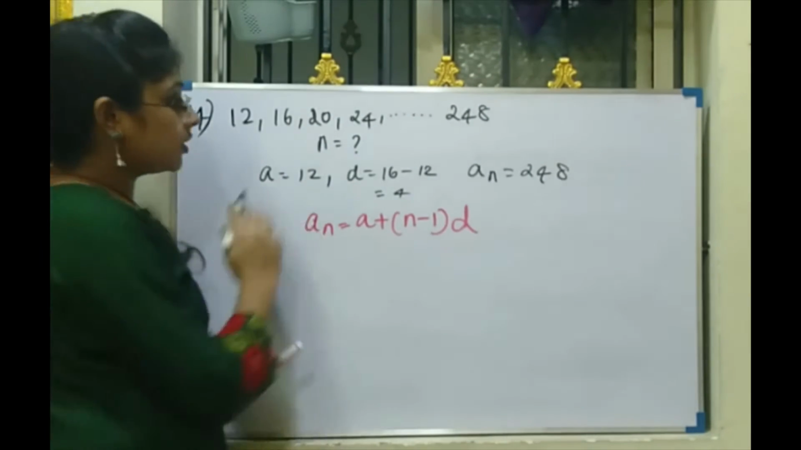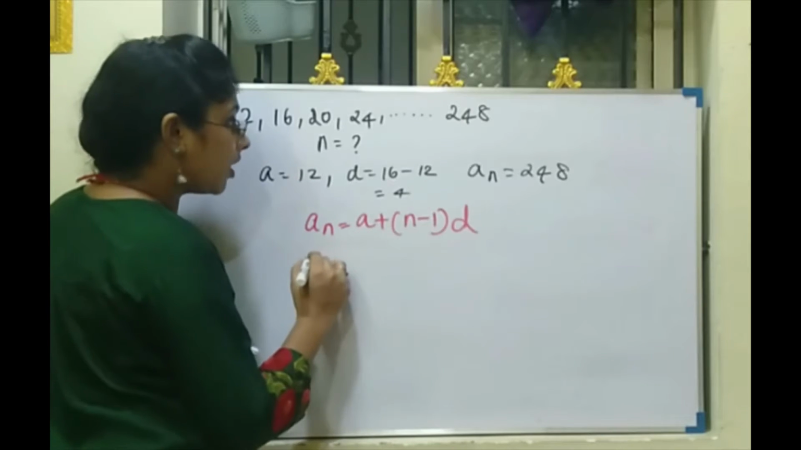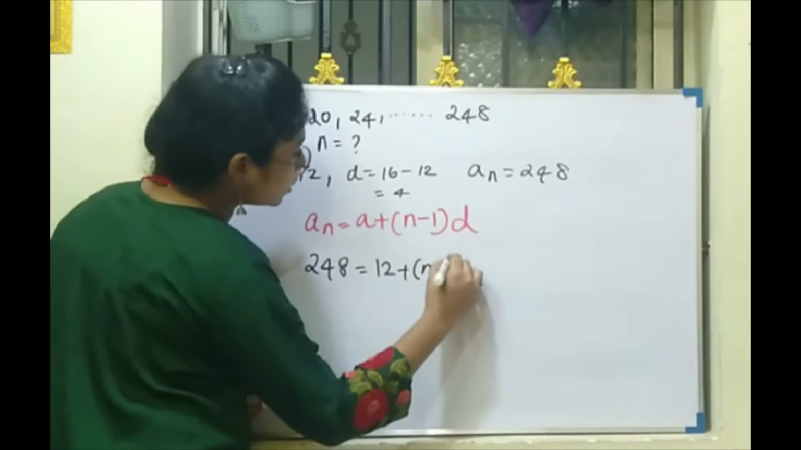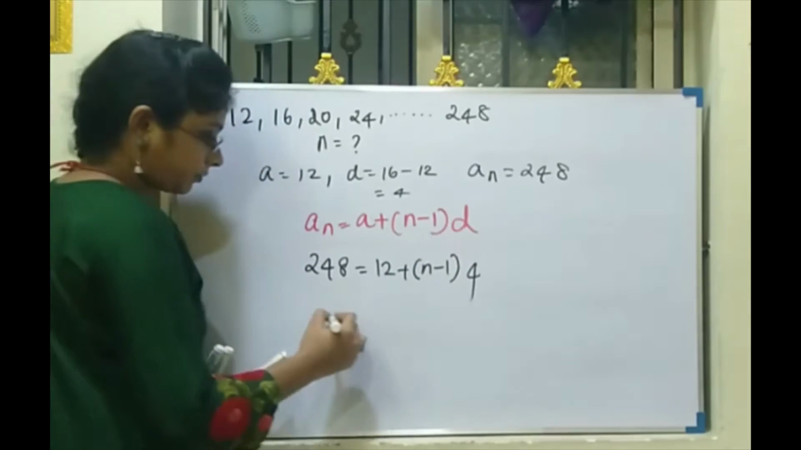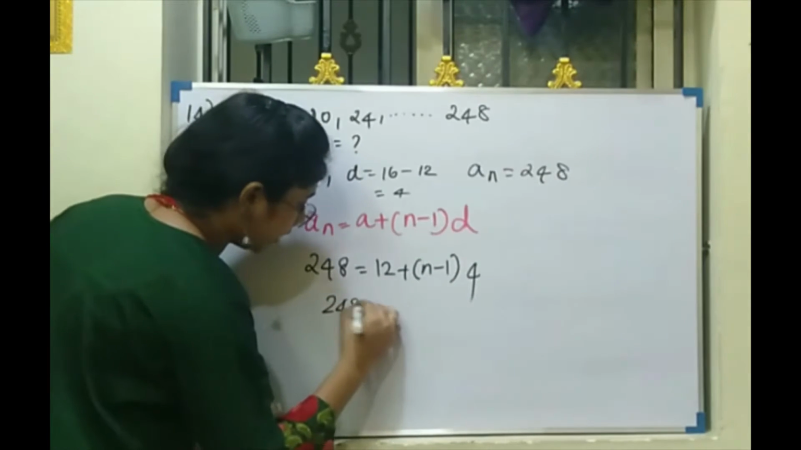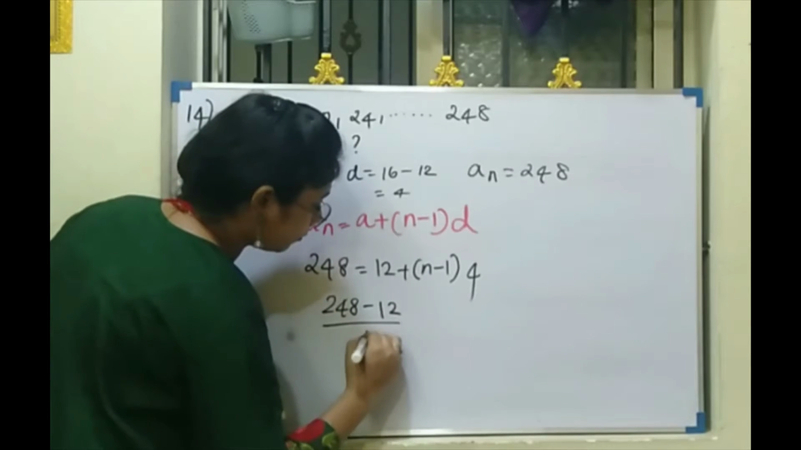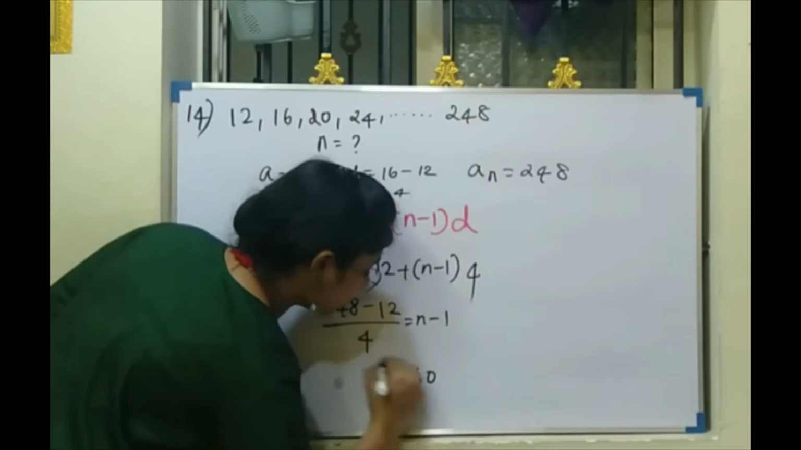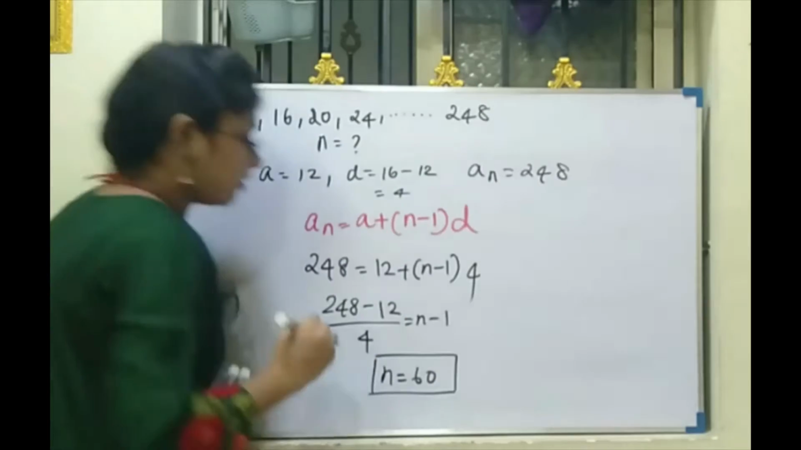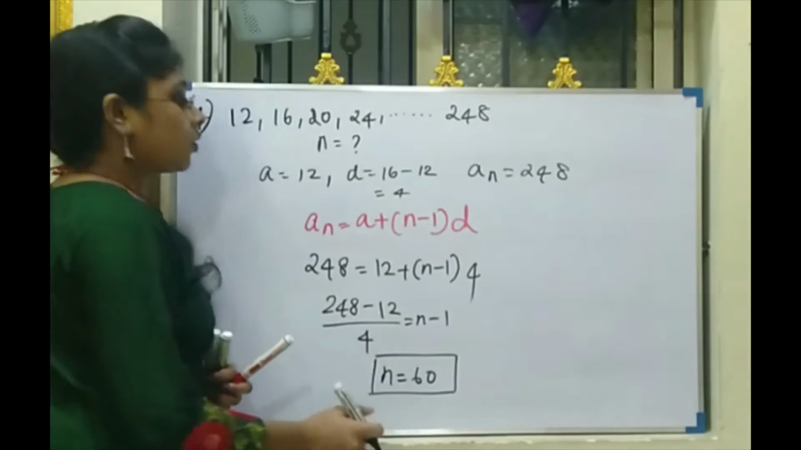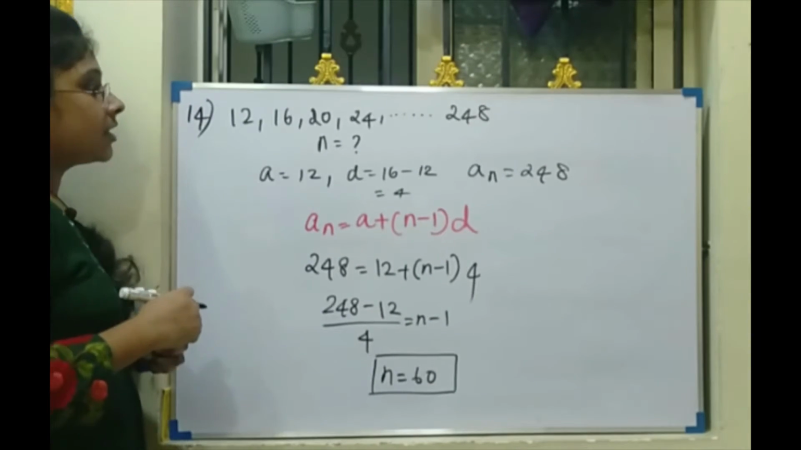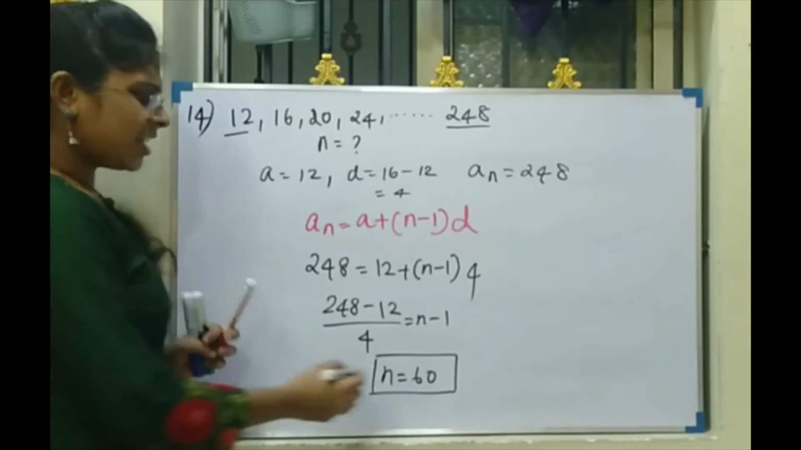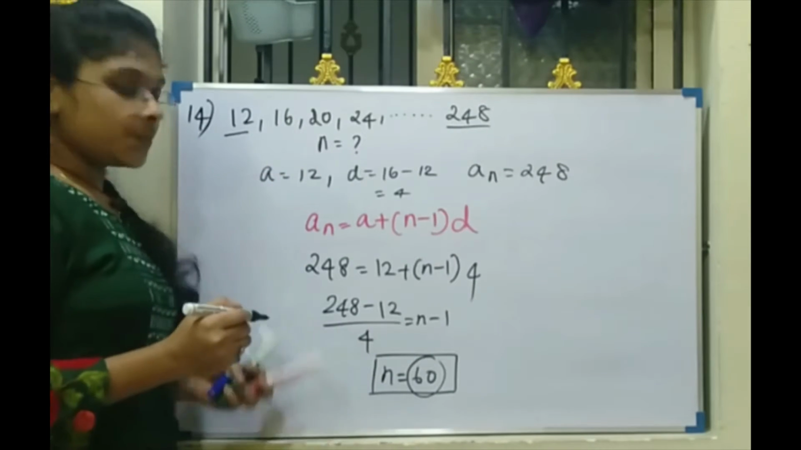Now we have to substitute these values in this formula. 248 is equal to 12 plus n minus 1 into 4. 248 minus 12 divided by 4 is equal to n minus 1, where n is equal to 60. So this is the value of n. Hence the number of terms between 12 and 248 are 60.